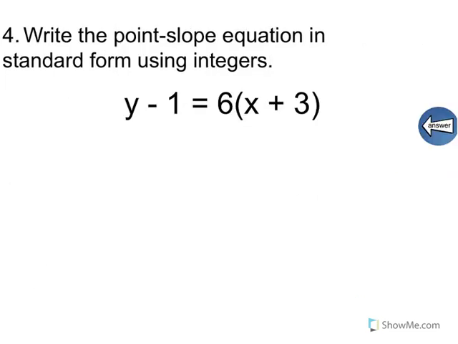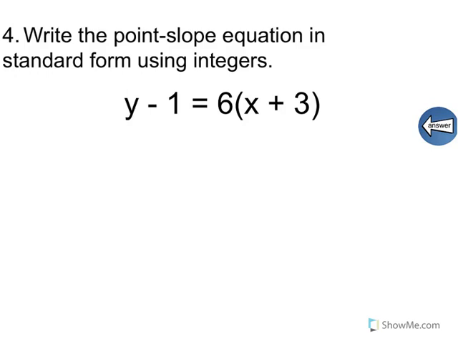Here we have an equation in point-slope form, and we're going to want to change this so that it's in standard form. What we would first have to do is convert this into slope-intercept form, and then from slope-intercept form change it into standard form. So this one takes a little bit more work, so let's go ahead and get started.